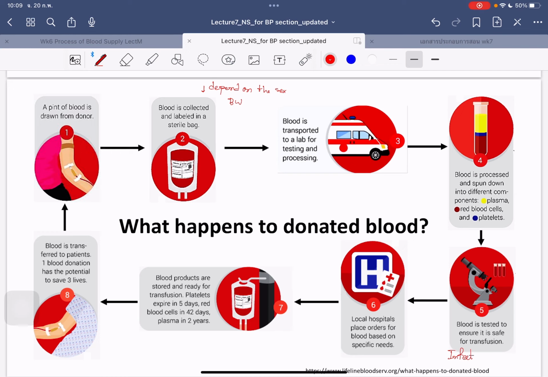And the next one, when we already complete all these steps, we will label what this blood is for. Such as this blood is blood group A, RH positive or RH negative, and already approved for all the infectious markers. And right now, if you work in the hospital, you can ask or order this blood from the Red Cross Institute. Then you can give blood to the patient, and the patient can also become a donor.